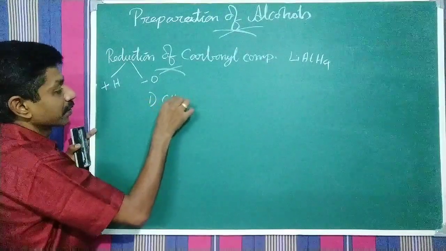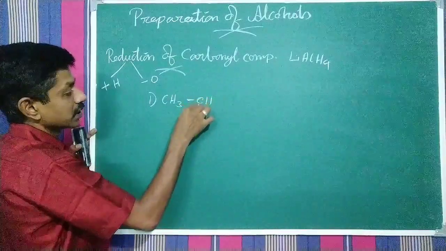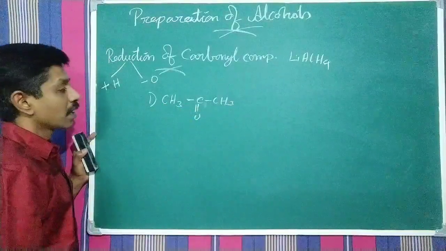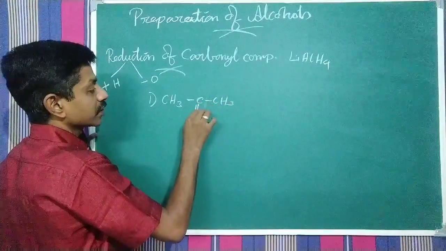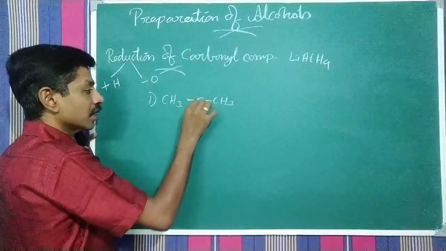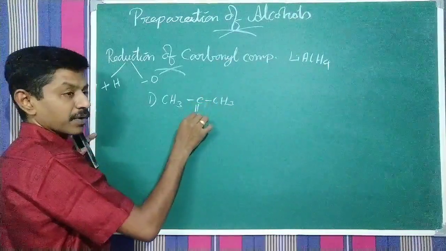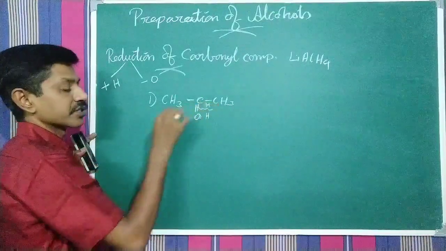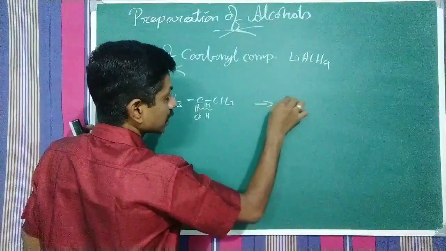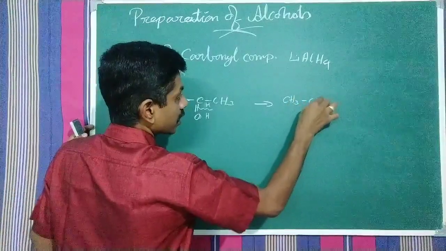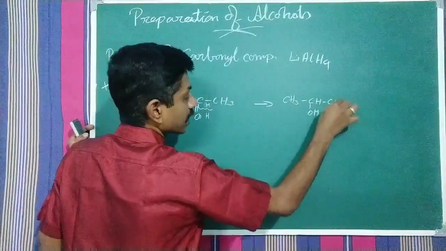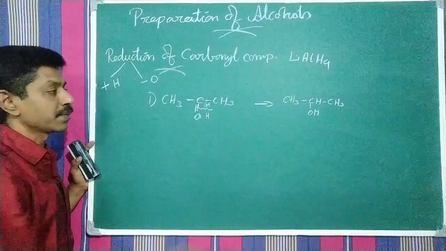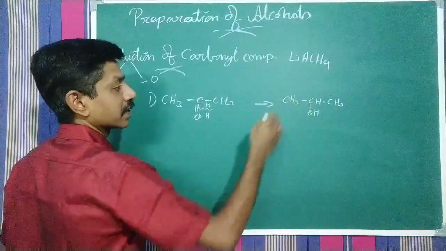Let us take one example of a ketone, C double bond O and CH3, acetone. And acetone, we are going for reduction, that is addition of hydrogen, where in the carbonyl compound, the C double bond O group is there. We will break one of the bonds and on either side one hydrogen will be added. Then the resultant product will be CH3, CHOH and CH3. So this is isopropyl alcohol or 2-propanol, propan-2-ol is the product. So this is how we prepare alcohol.